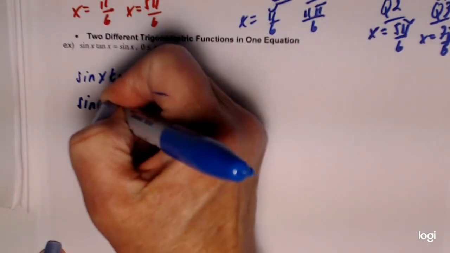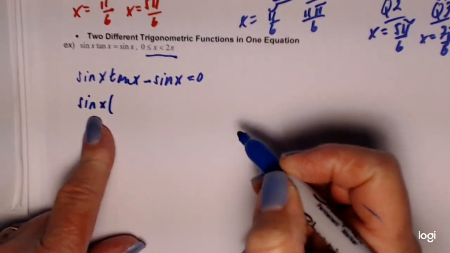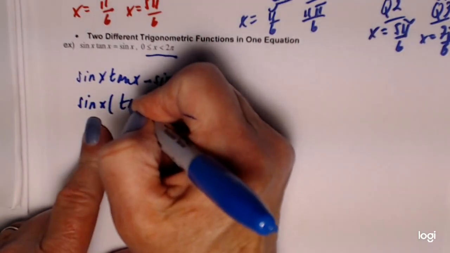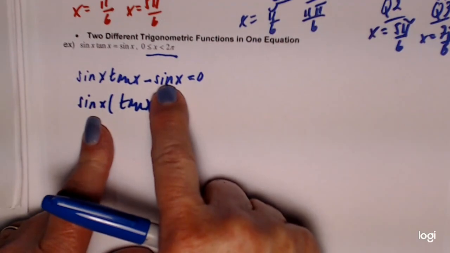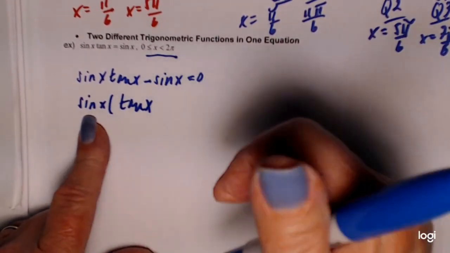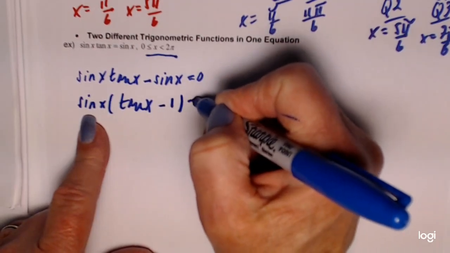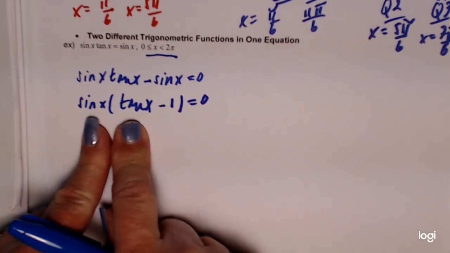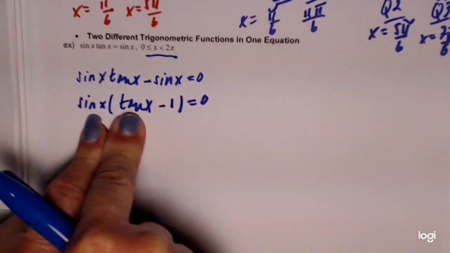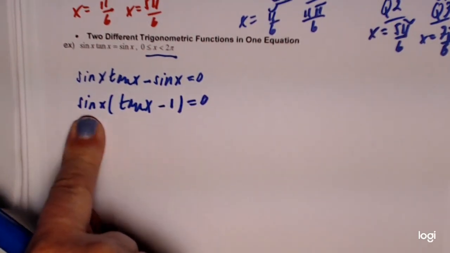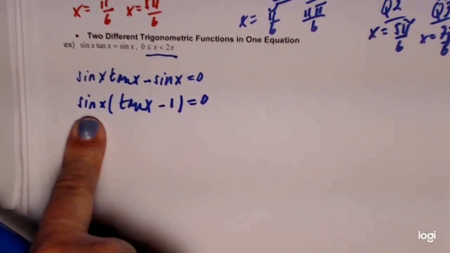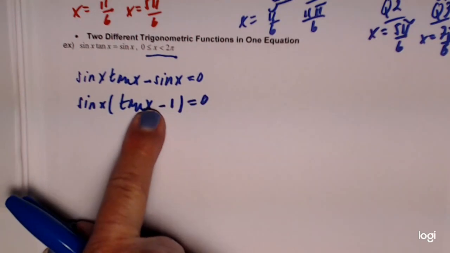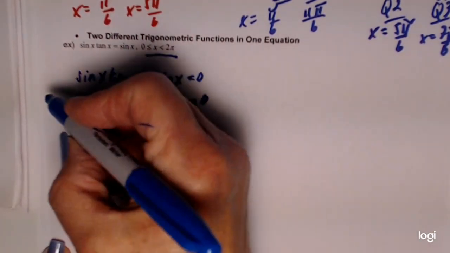So sine x goes on the outside of the parentheses, and now when we divide sine x out of this term, sine x tan x, we are left with tan x, and when we divide negative sine x by sine x, we are left with a negative 1, and this is equal to 0. So this is factoring out a greatest common factor like you've done with algebra. Now it's just involving trig statements in there. Each factor gives us a little mini equation, because this times this is 0. That says this could be 0 or this could be 0. We don't know which, so we set each factor equal to 0.